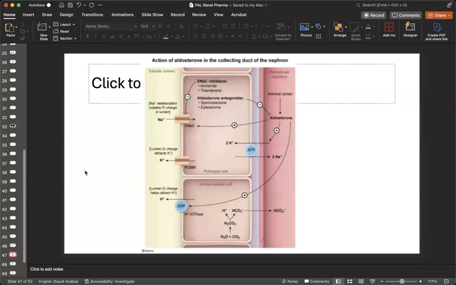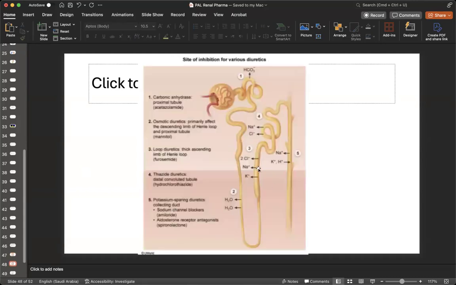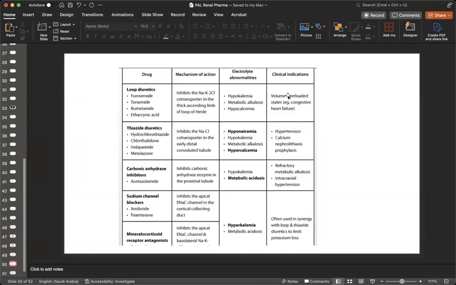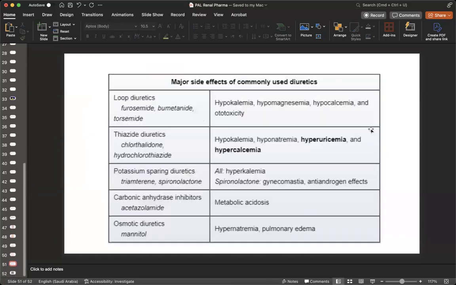And that's the conclusion. This is the way aldosterone antagonists and sodium channel inhibitors work for diuretics. These are some pictures from UWorld. I highly recommend you do some UWorld and AMBOSS. They're one of the best resources for studying compared to highlighting the whole book. Side effects and the effects on total body electrolyte levels. Some summaries for you guys. Some more summaries for you guys.